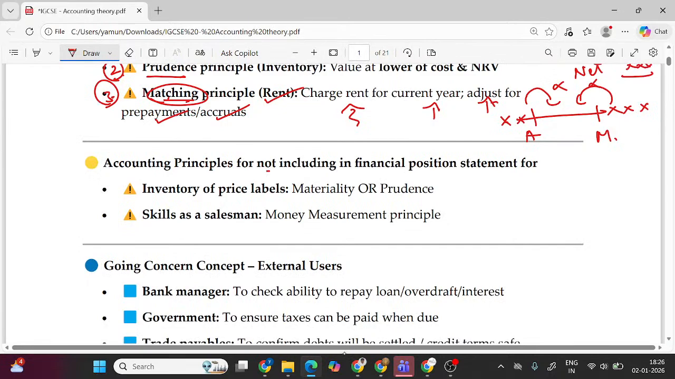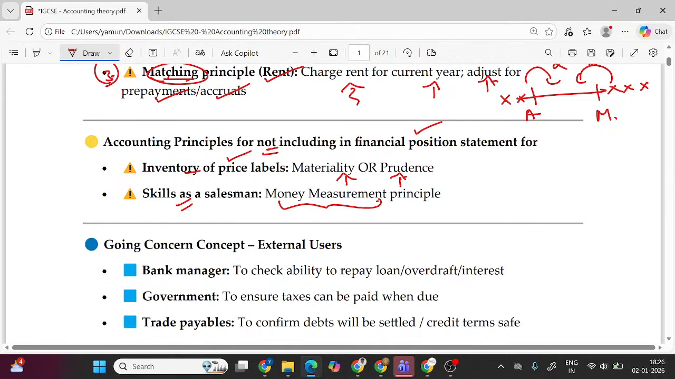Accounting principles for not including in the financial position statement, probably inventory of price labels. Either you go with materiality or prudence. Skills of a salesman: what you have to do is go in terms of the money measurement principle. There is another concept. Actually, this is not going concern. I request you to make a correction here.